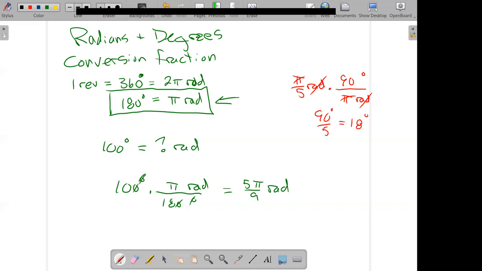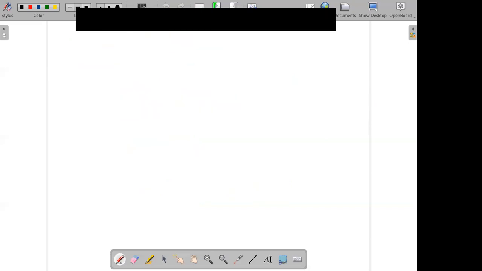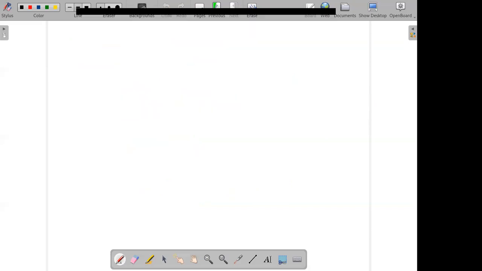Sometimes the numbers come out nice. Sometimes they don't. Kind of depends. For example, let's do another one. If somebody said they had 1 radian, what does 1 radian look like in degrees? Is that a lot of degrees or a little degrees?